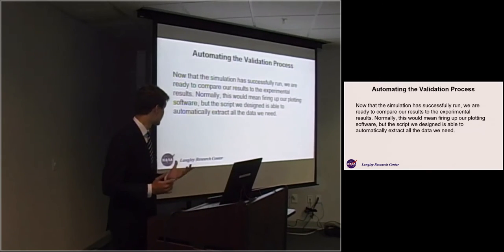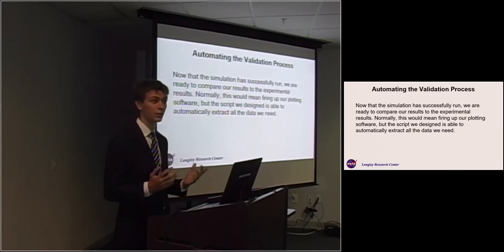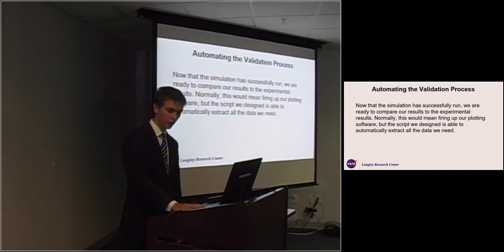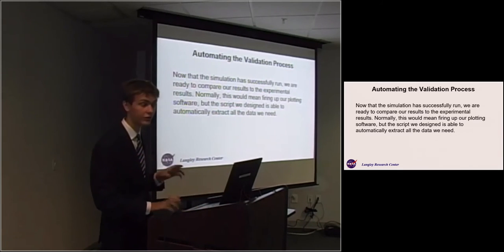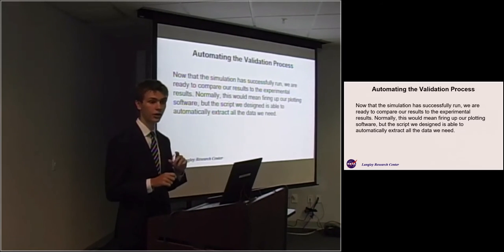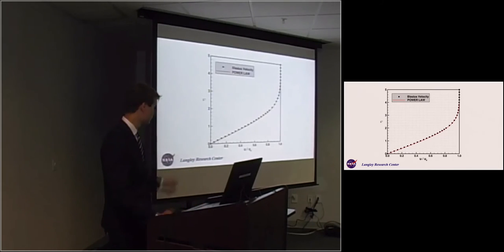So now that it's successfully run, we're ready to compare results, right? We have our data, it's been run through the model, and we just need to make sure that it's accurate according to our experimental data. So the next part of our software is designed to extract the data we need. It takes the plot files that are outputted by VULCAN, runs them through our plotting software, and extracts the necessary data in order to get a graph like this.